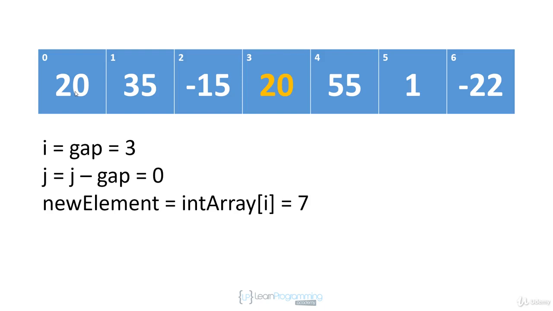And then we're going to set j to j minus gap, which is 0, and we've hit the front of the array at this point. And so what we're going to do is assign newElement to position 0. So what we've basically done is an insertion sort, but using a gap of 3. What we're going to want to do next is move i to 4.